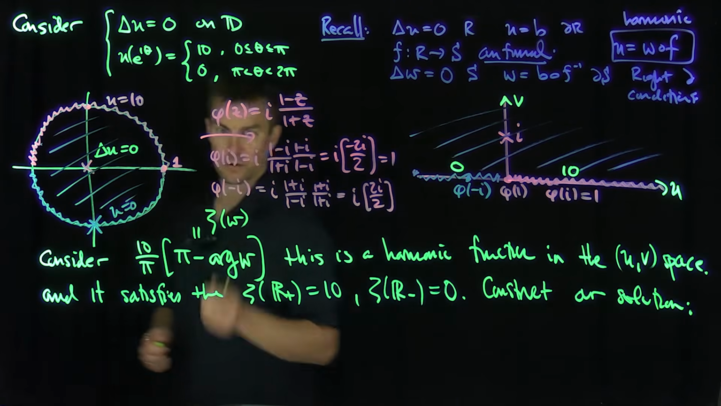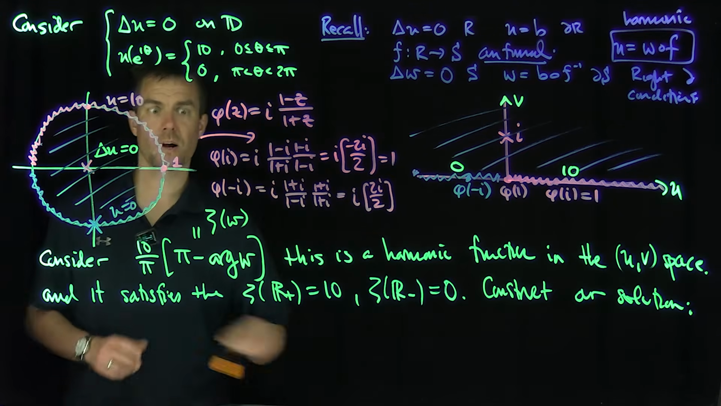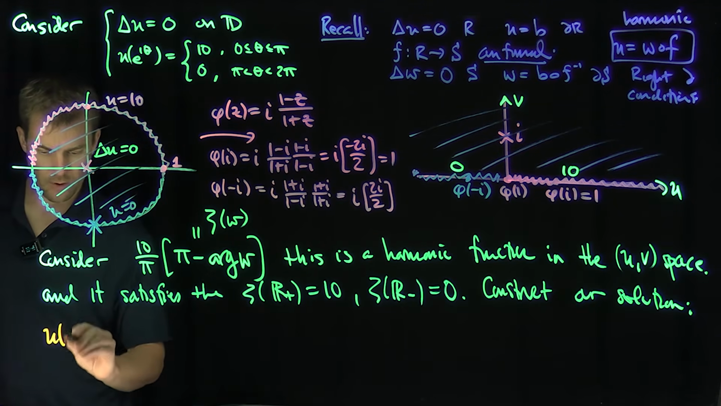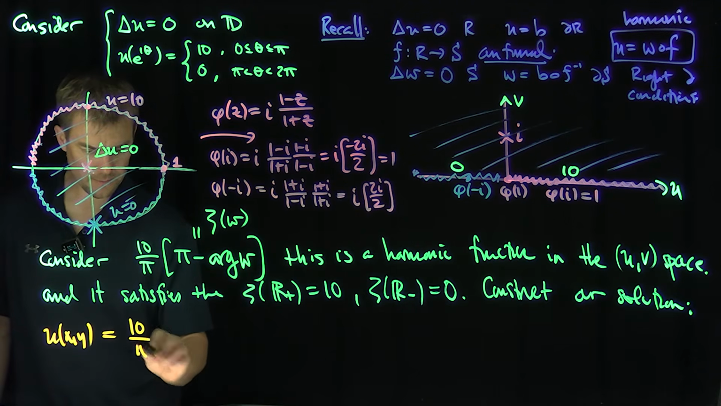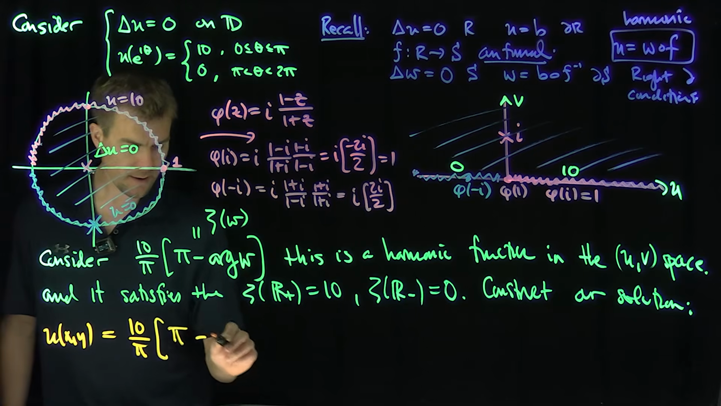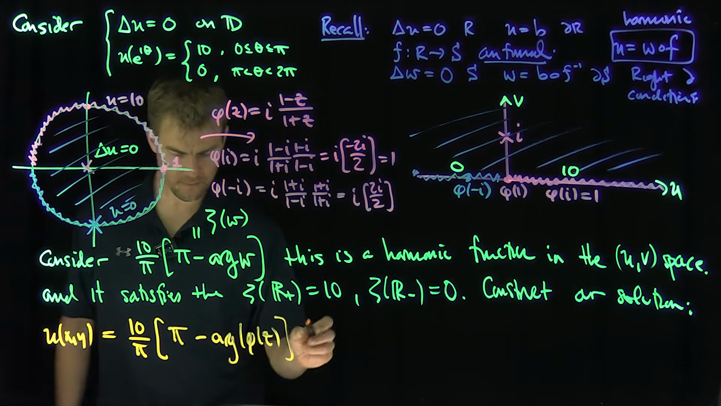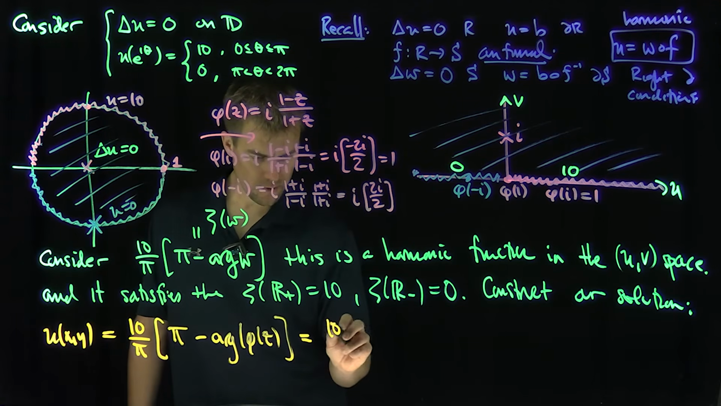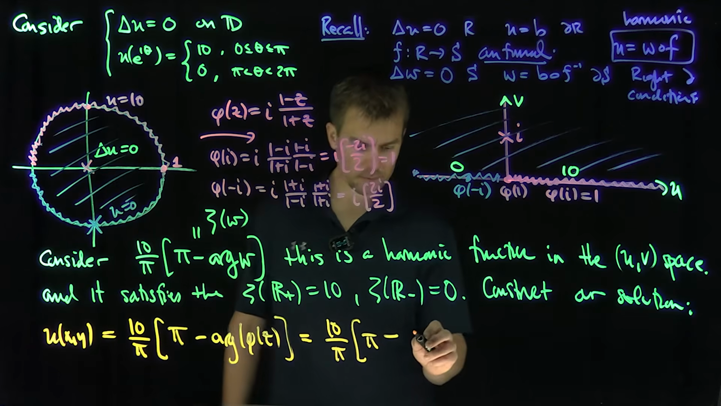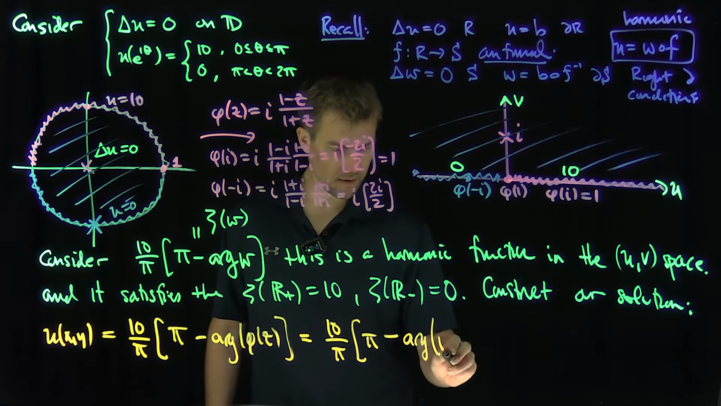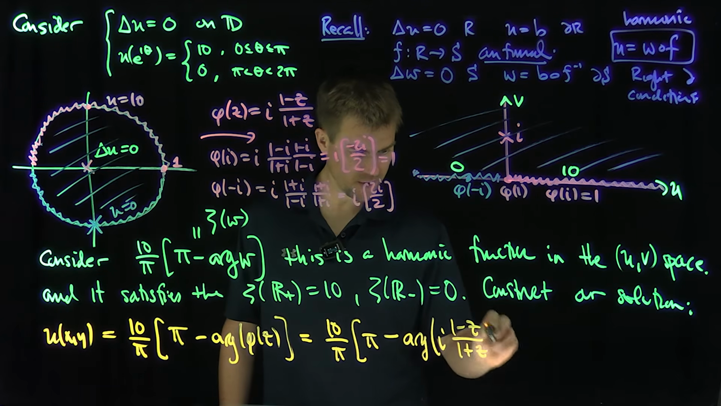How do we construct our solution? Well, I know what w is. w is phi of z, right? So our function u of x and y is going to be 10 over pi, and then pi minus the argument of phi of z, which is 10 over pi, and then pi minus the argument of i times (1 minus z) over (1 plus z), okay?